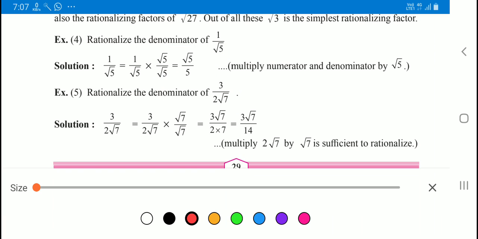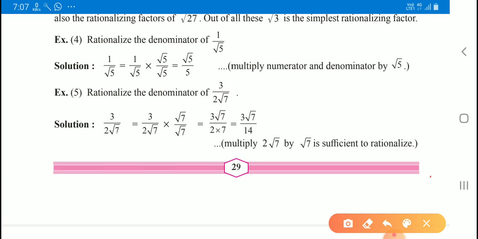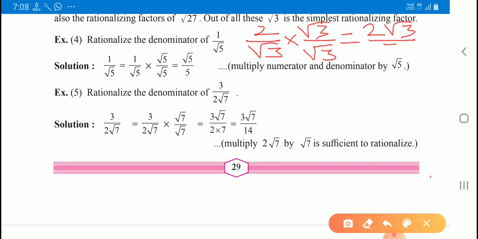So I will take here 2 upon root 3 and we have to rationalize the denominator. Now here the denominator is root 3, so we have to multiply and divide it by root 3. So here look, 2 root 3 upon 3. Okay, so we have rationalized the denominator.